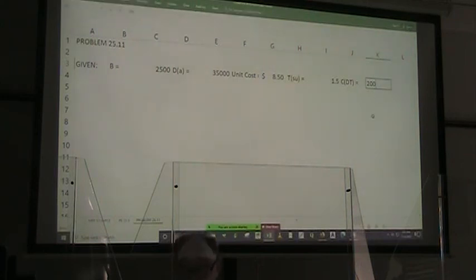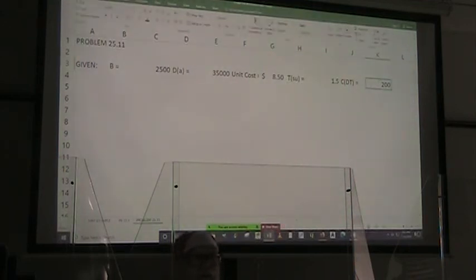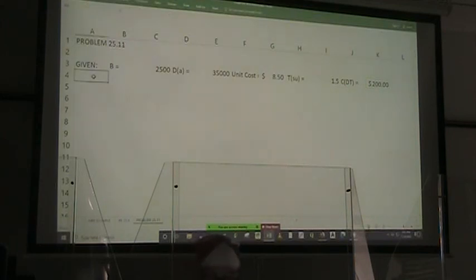All right. That our holding cost percent equals 18%.